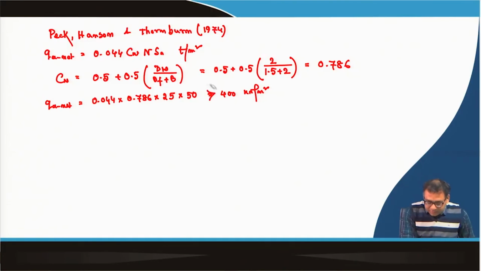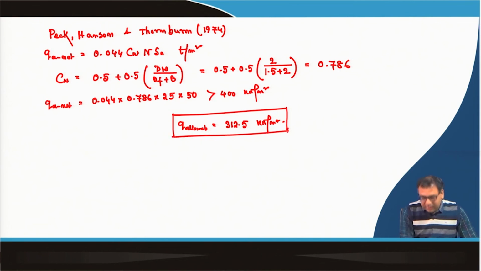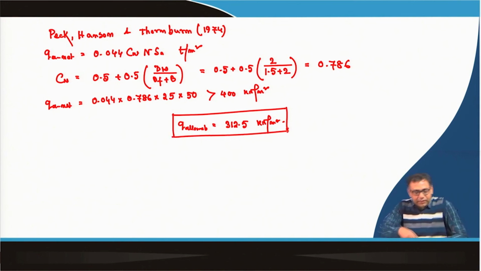So, that means here the allowable bearing capacity that we are proposing is 312.5 kilonewton per meter square, and that is correct, because when we are cross checking it by using the Peck, Hanson and Thorburn equation, that is given more than 400 or close to 400 kilonewton per meter square. So, that means which is more than 312.5 kilonewton per meter square.